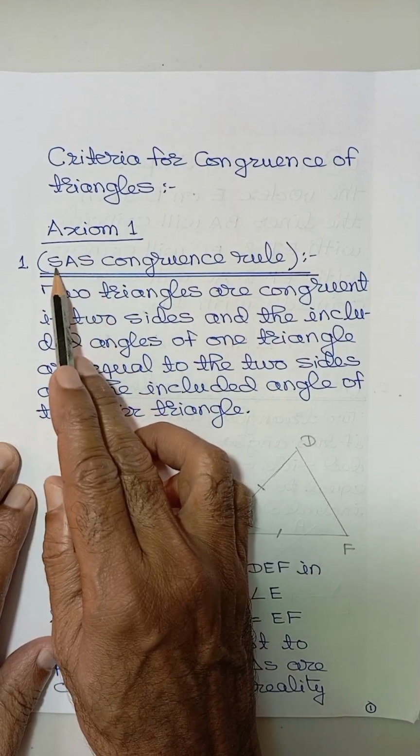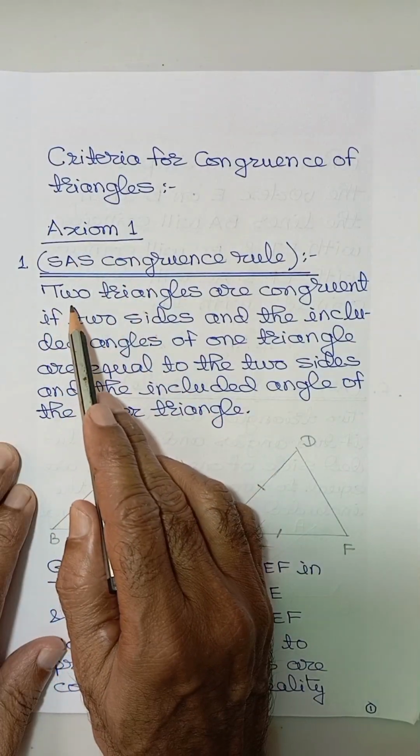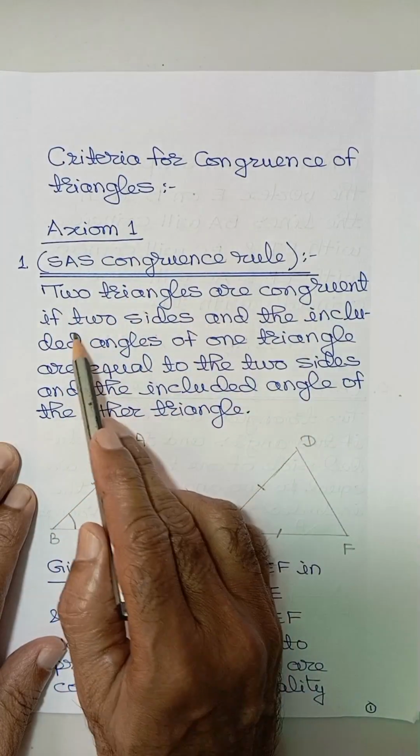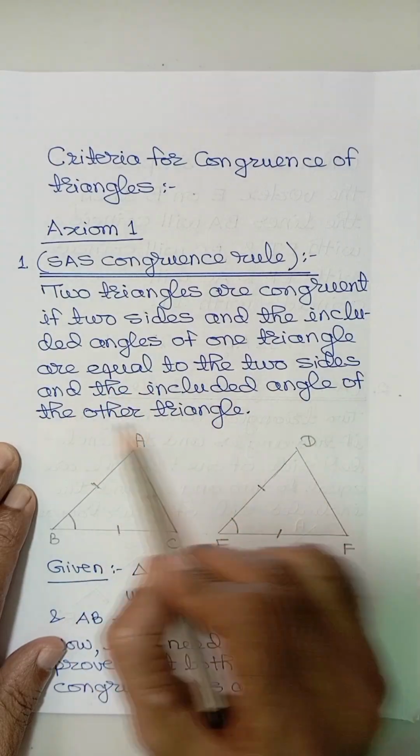So first one is the SAS congruence rule. This is axiom 1. The statement is: two triangles are congruent if two sides and the included angle of one triangle are equal to the two sides and included angle of the other triangle.